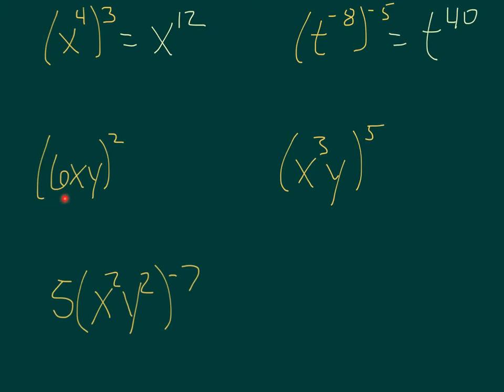Make sure you understand that anything inside the parentheses gets affected by whatever the exponent is. So not only the x and y get raised to the second power, but also the 6. Everything has an exponent of 1. So this becomes 6 squared, x squared, y squared, and that would become 36, x squared, y squared.